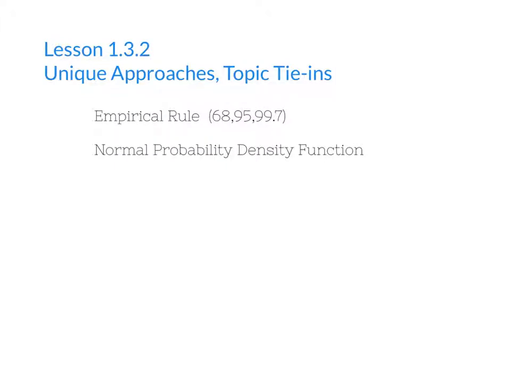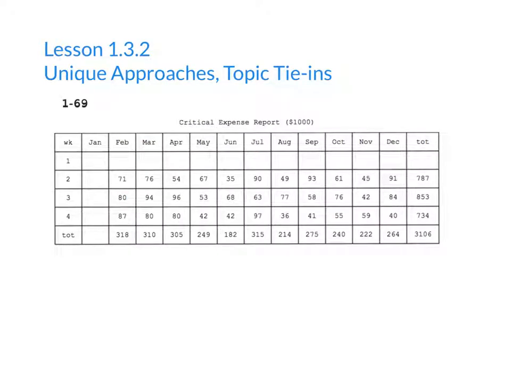Z-scores are presented independently of the empirical rule and the normal probability density function, but return with these concepts in Chapter 5. Review and Preview Problem 1-69 may seem a little tedious, but it is a preview for exploring the concept of degrees of freedom for two-way tables.